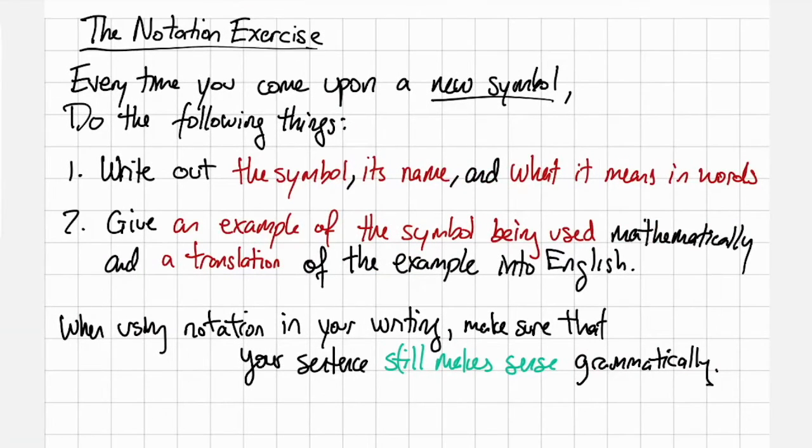Just like when you see a new definition and you do the definition exercise, my advice to you is that when you see a new symbol, do the notation exercise. Write out the symbol, its name, and what it means in words. Then give an example of the symbol being used mathematically, and translate the use of that symbol into English. And then when you want to use notation in your writing, make sure that your sentence still makes sense grammatically.